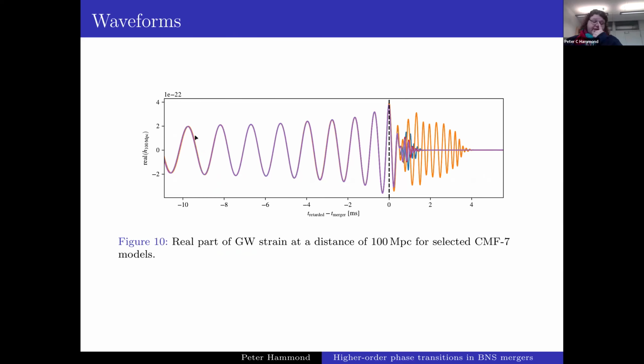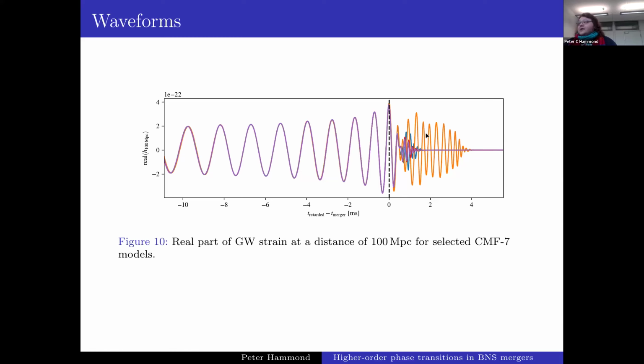So you can see that, as we would expect, the in-spiral waveforms look very similar. There are some small differences here, but the simulation doesn't start much longer before this plot does, so that's why we see some differences there. But what we do see, as we suggested might happen, is some fairly significant differences in the post-merger waveform.